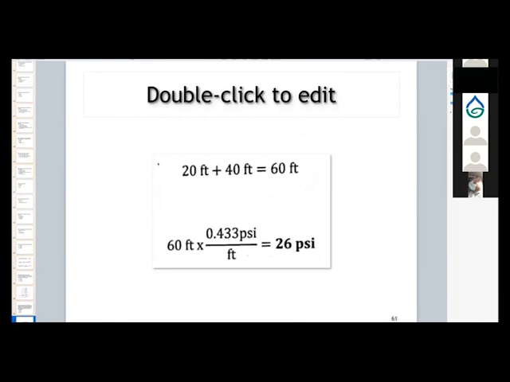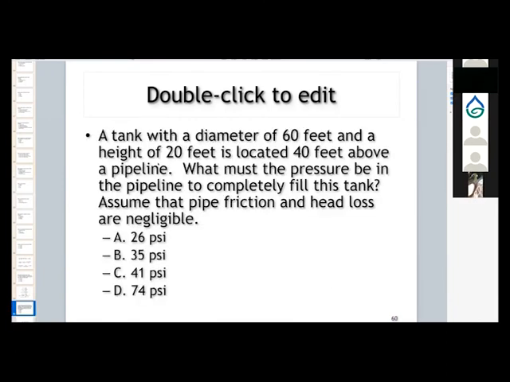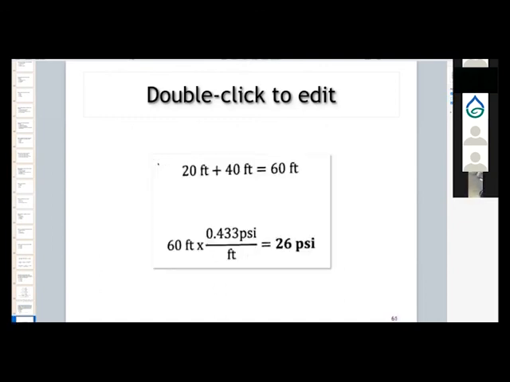So in this example, you have a 20-foot height of the tank, and then you have 40 feet, and it's 40 feet above a pipeline. 20 plus 40 is 60 feet of head. That's what we'll refer to that as. And then the conversion there is 0.433 PSI per foot, which is 26 pounds per square inch.